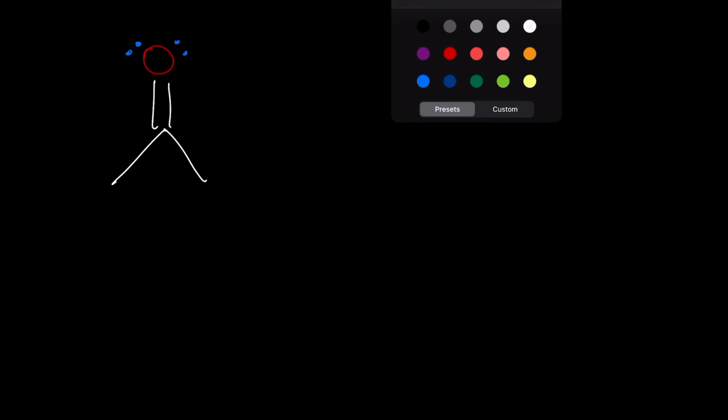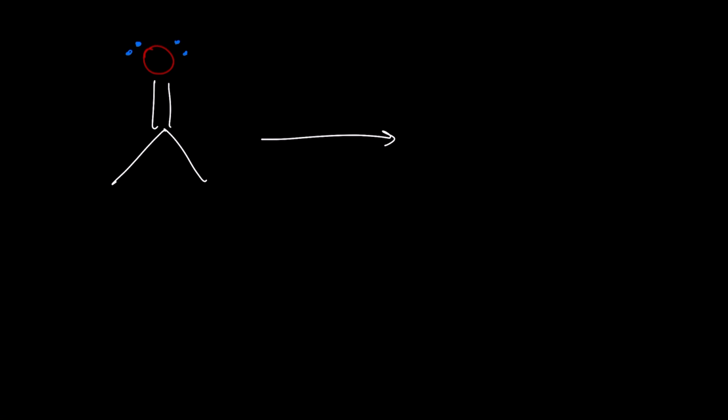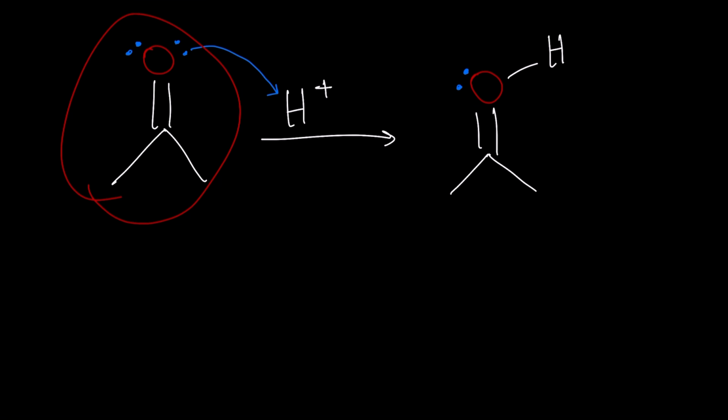Now, if you were to react this ketone with H+, what would happen is that the electrons on the oxygen are going to attack the H+. And what you're going to get is a protonated form of the ketone. So in this example, the ketone acted as the nucleophile because the ketone was attacking the positively charged hydrogen.